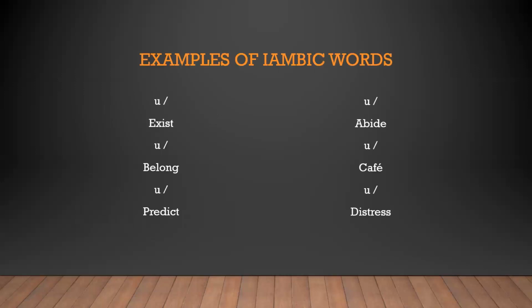Here's a few examples of some iambic words, and you can see the unstressed, stressed in these. Exist, belong, predict, abide, cafe, and distress.